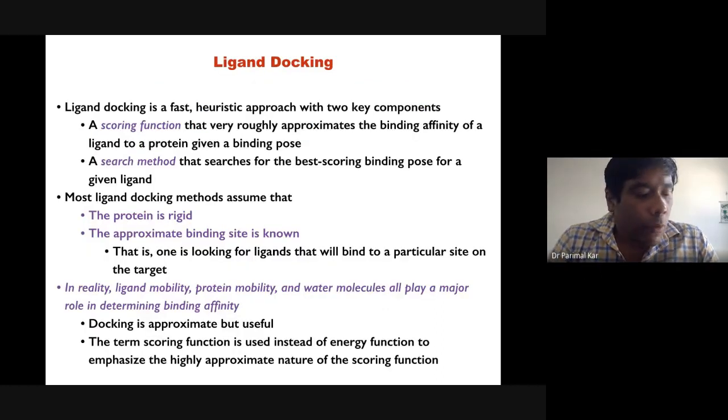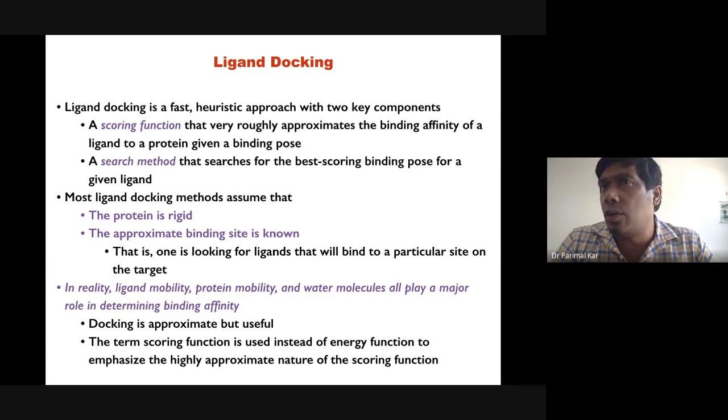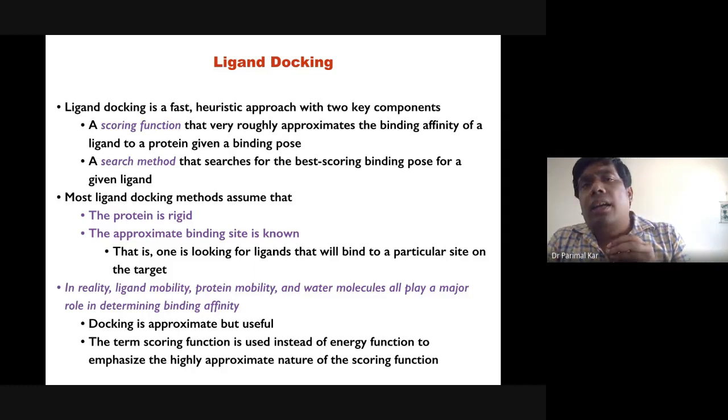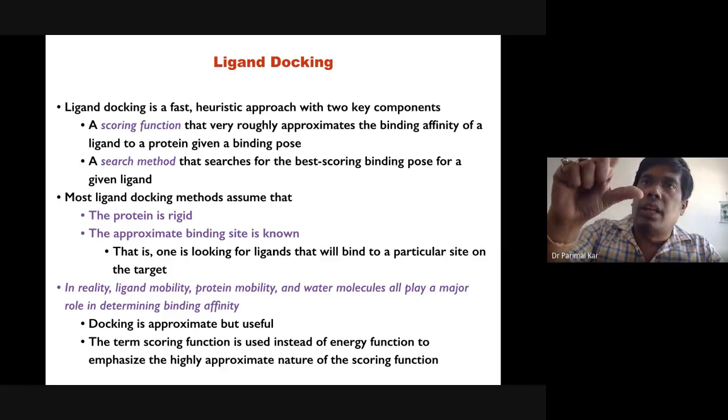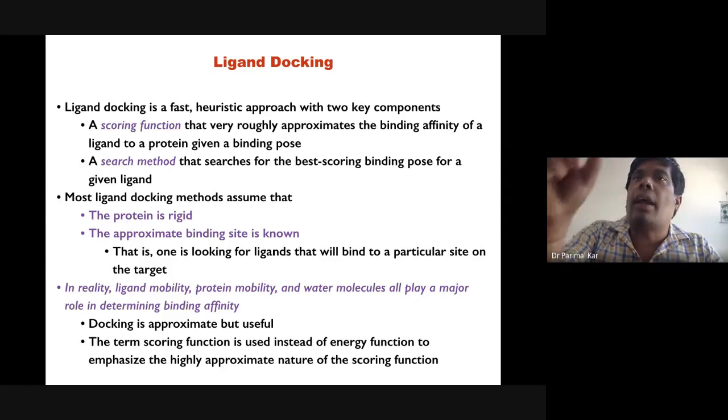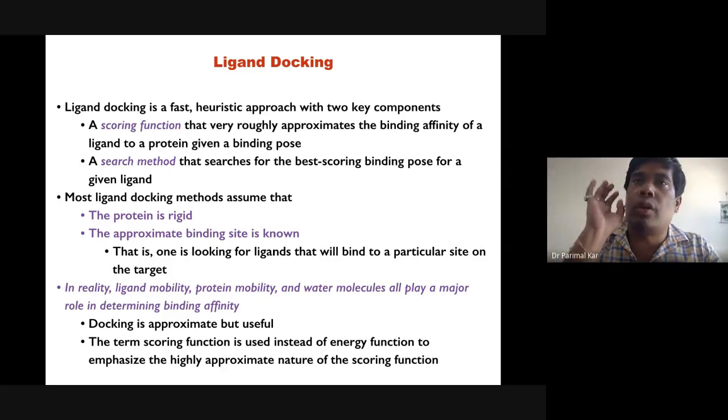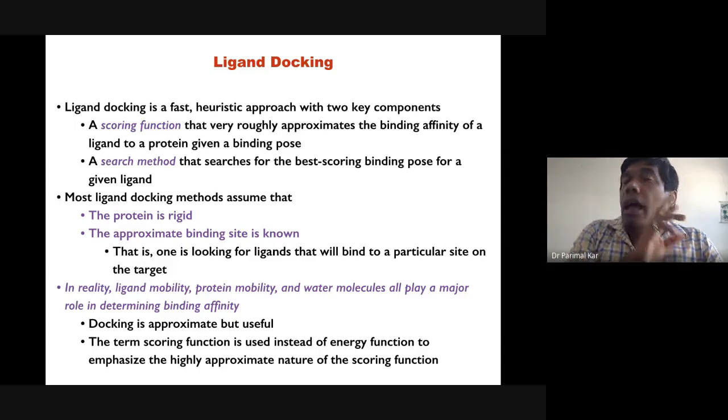Now for this docking study, there are two important aspects, as I said. One is the scoring function, and the other is the search method. The scoring function roughly approximates the binding affinity of a ligand to a protein, given the binding pose. You generate a pose by orienting it and try to evaluate the energy. That is your scoring function, and the accuracy of your prediction will depend on how accurate it is.